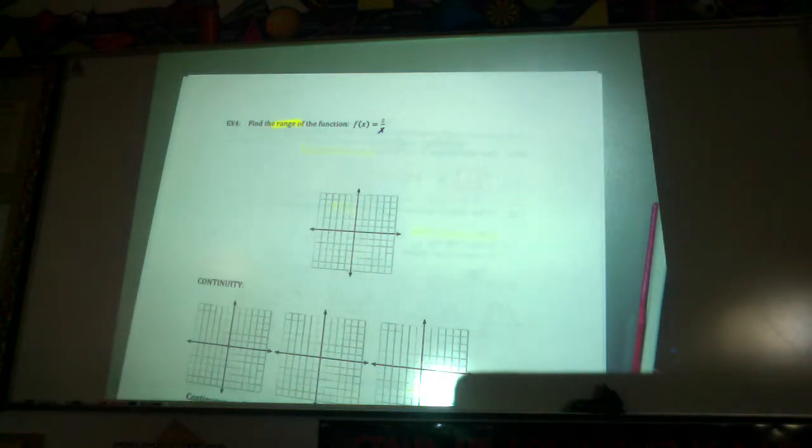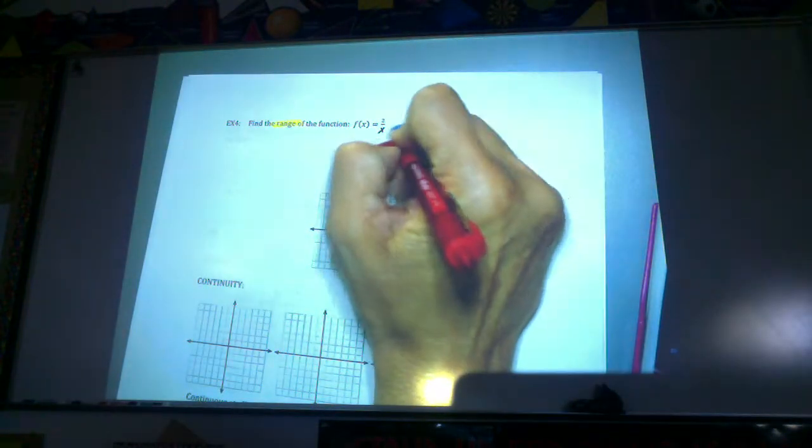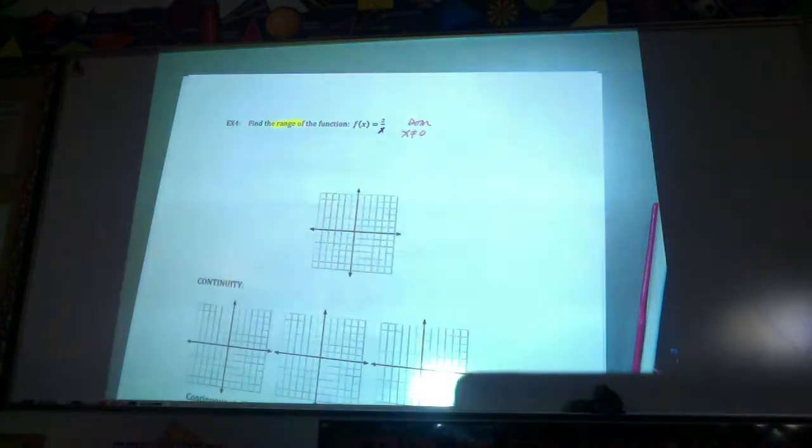Now there are restrictions on x. What can x not be? Yeah, x cannot be 0. So we know the restrictions on the domain would be x cannot be 0. And that's a domain restriction. Let's see how it affects y.